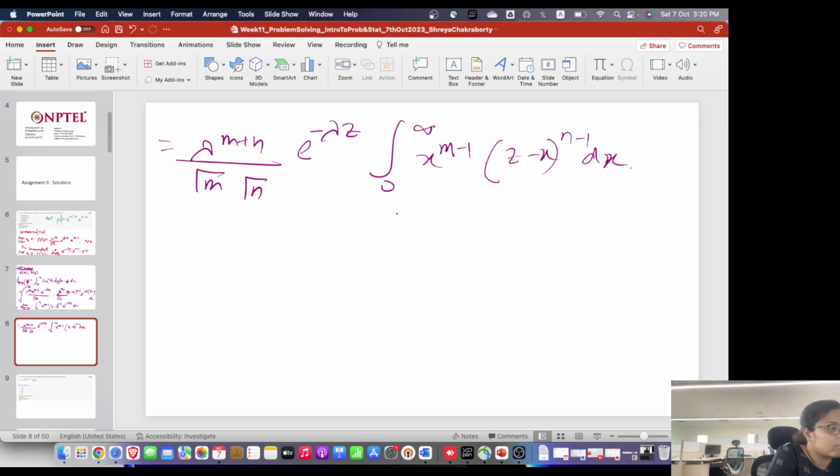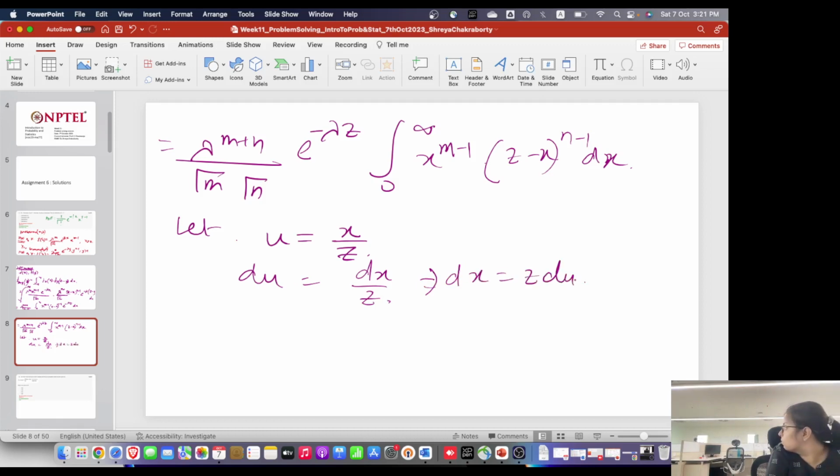Now let us consider u equal to x by z. So du will be dx by z, or dx will be z du. Now we'll substitute in place of x. We are going to write it in terms of u and z.